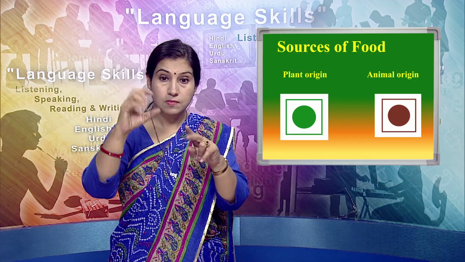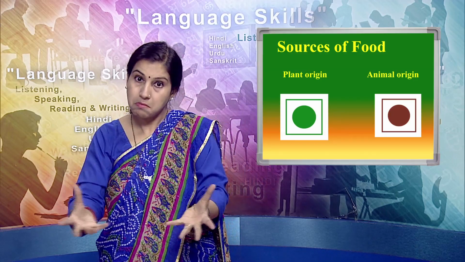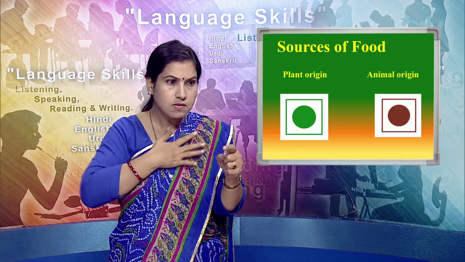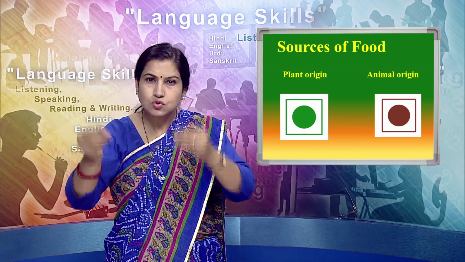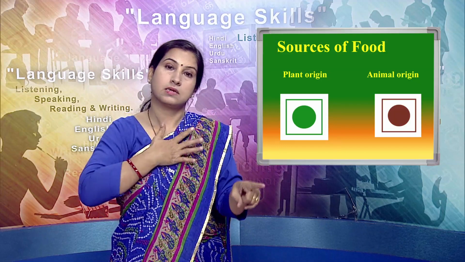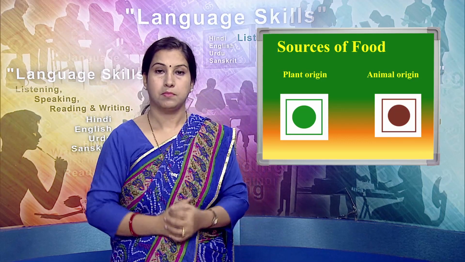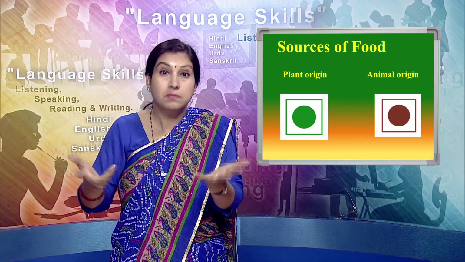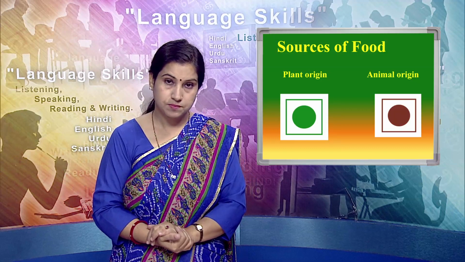Food is obtained from plant origin and animal origin. You must have seen two colors, two circles, which indicate the origin of the food. Green color means the food is obtained from plant origin. And if the color is brown or red, then it is obtained from animal origin. In plants, foods are cereals, pulses, fruits, vegetables, sugar, vegetable oil, and from animal sources we normally consume milk and milk products, fish, seafood, eggs, meat, etc.